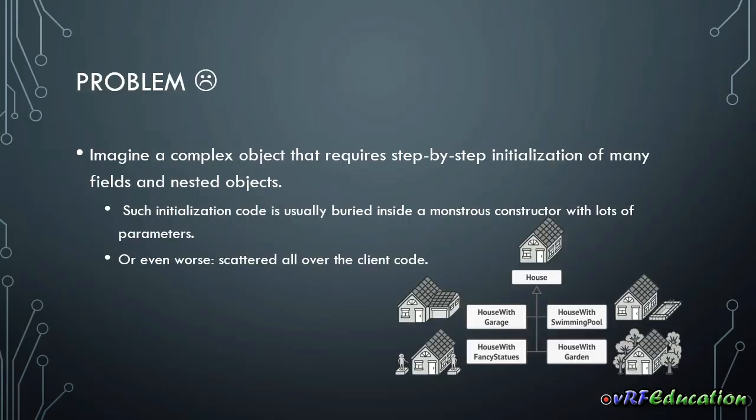Imagine that we have a complex object that we need to initialize a lot of fields in order to get a real object. For example, in this example, we have a house-based object, and here we can create different types of house. For example, house with garage, house with fancy statues, and the other ones. So in order to get each of these objects from the house-based object, we need to pass a lot of parameters in the constructor.